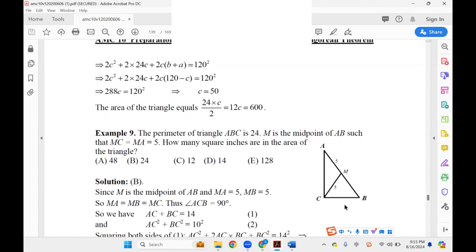So from this one, we get A plus B is equal to 14. And then this is this. Right? So from this equation, we get (A plus B) squared is equal to A squared plus B squared plus 2AB, which is 14 squared, 196. And this is 100. So AB is 48, so the area is 24. Okay, so the answer is B.